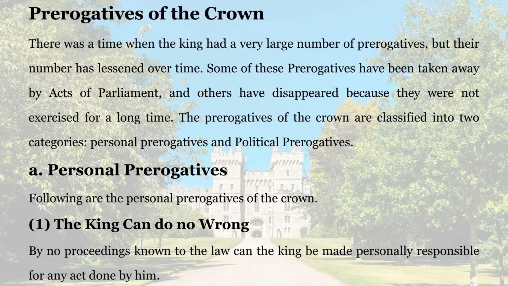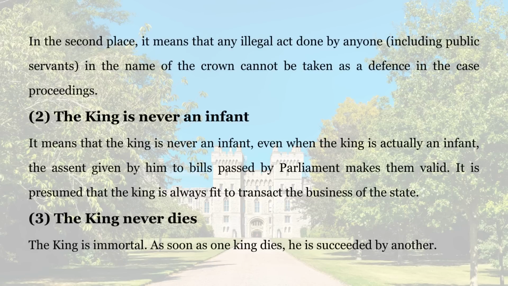The prerogatives of the Crown are classified into two categories: personal prerogatives and political prerogatives. A. Personal prerogatives. Following are the personal prerogatives of the Crown. 1. The king can do no wrong. By no proceedings known to the law can the king be made personally responsible for any act done by him. In the second place, it means that any illegal act done by anyone, including public servants, in the name of the Crown cannot be taken as a defense in the case proceedings.